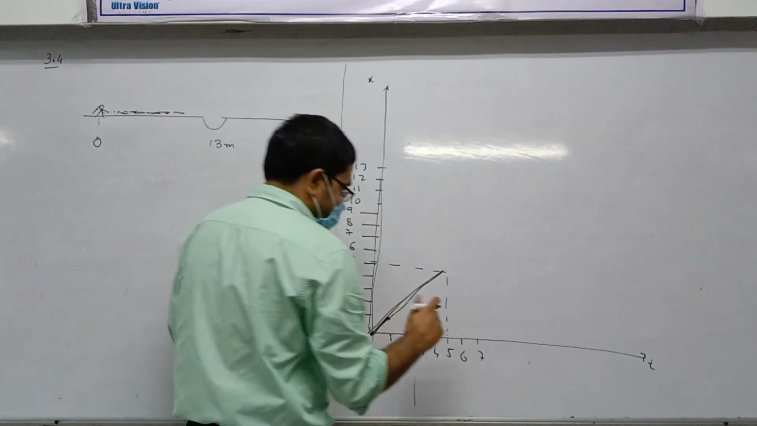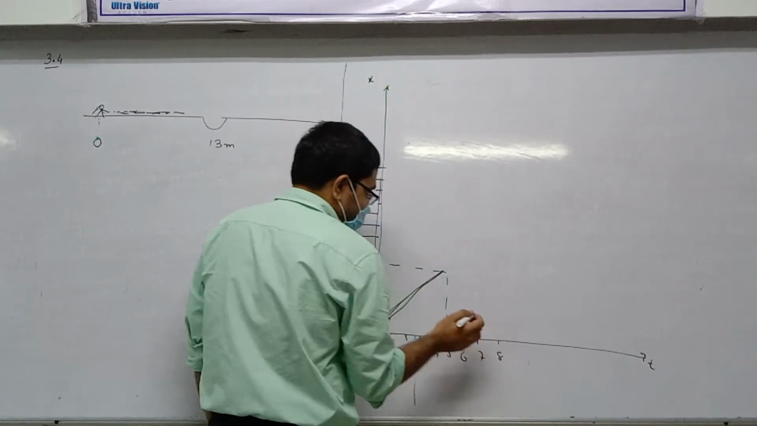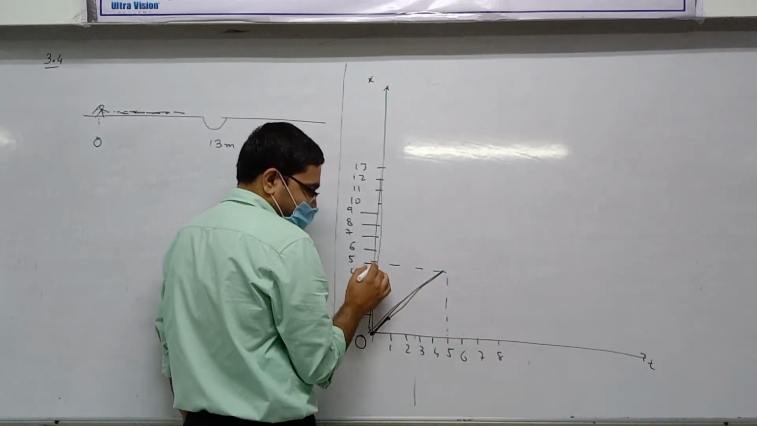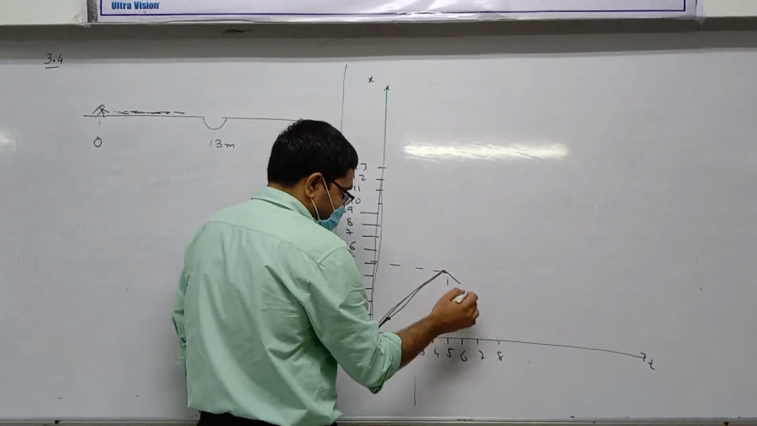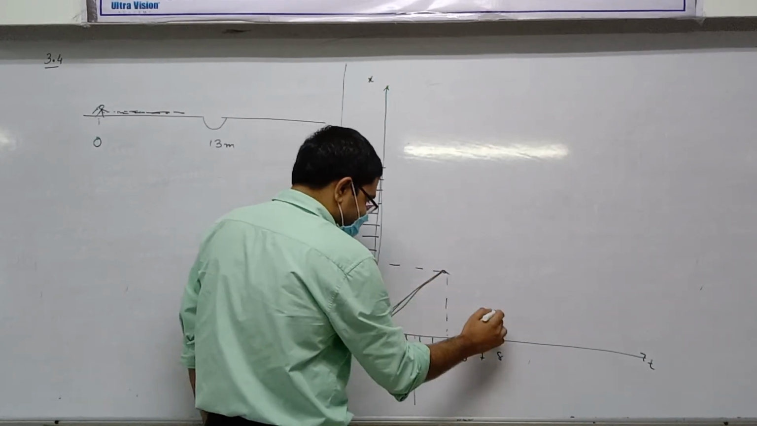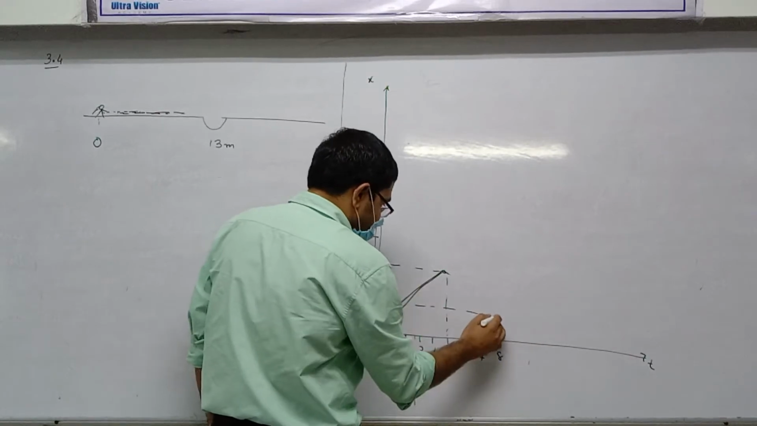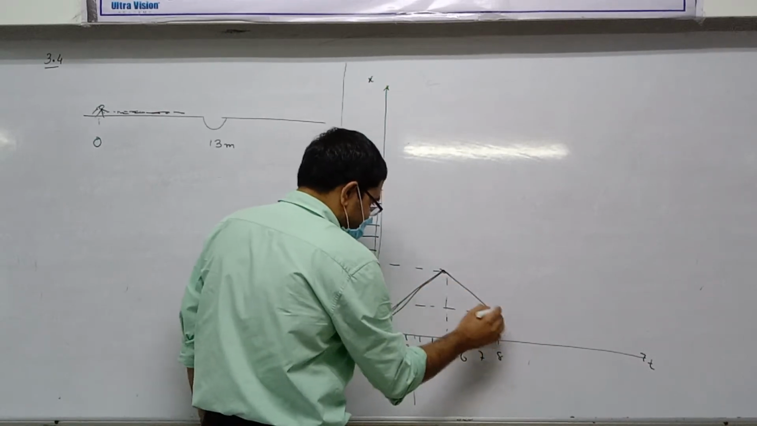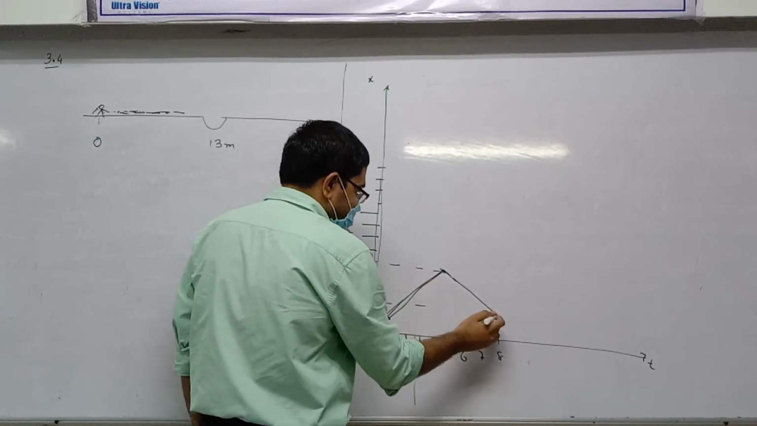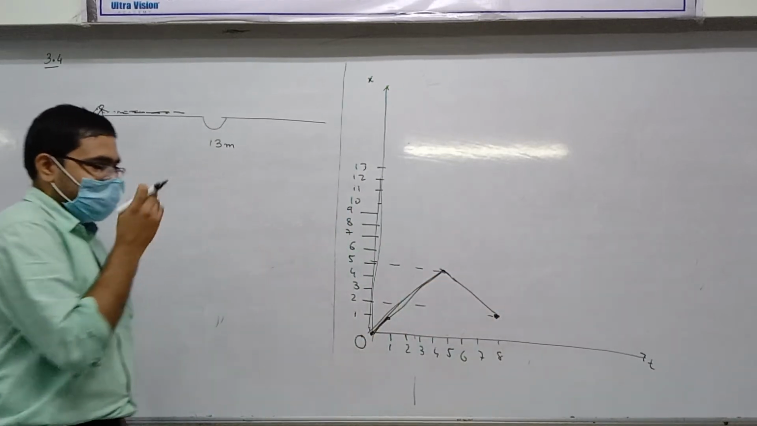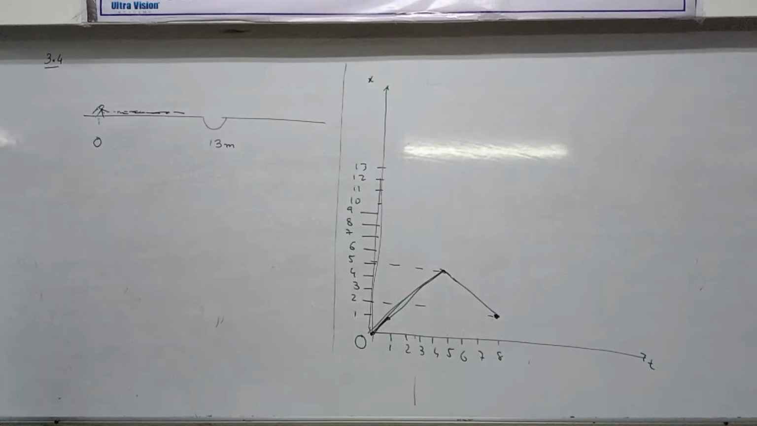Three steps backward, and every step takes 1 second. So from 5, it'll go 3 steps backwards: 1, 2 and 3. So after 8 seconds, you get 2. Can you understand this? Yes. After 8 seconds. Understood. What next?